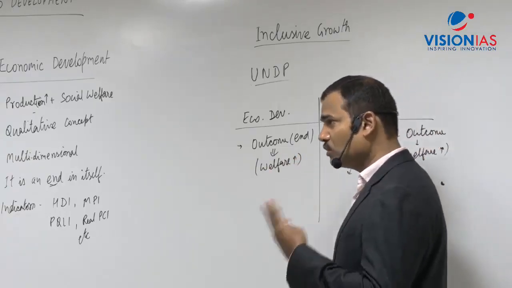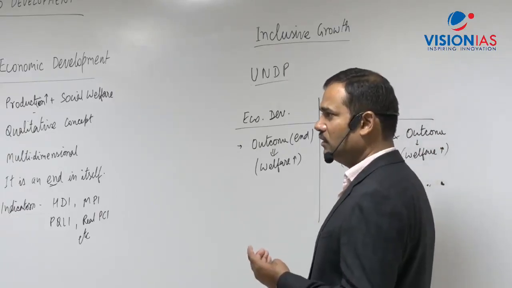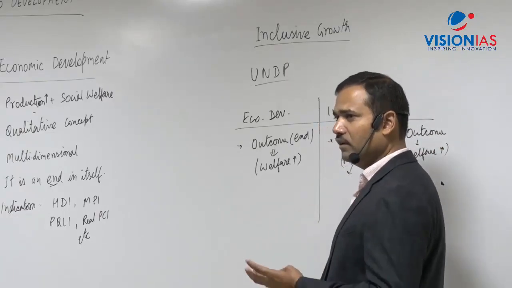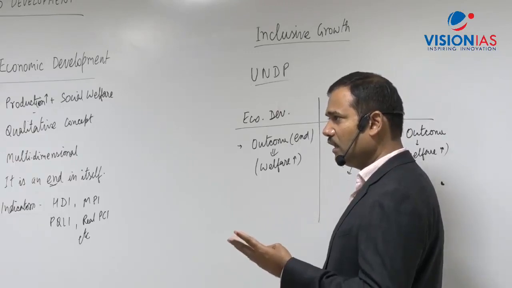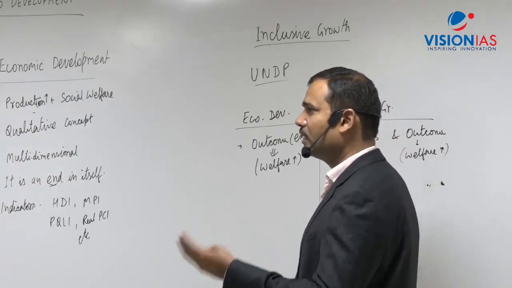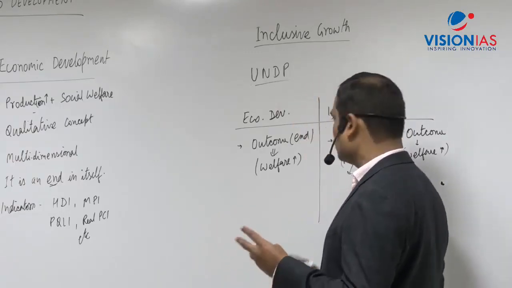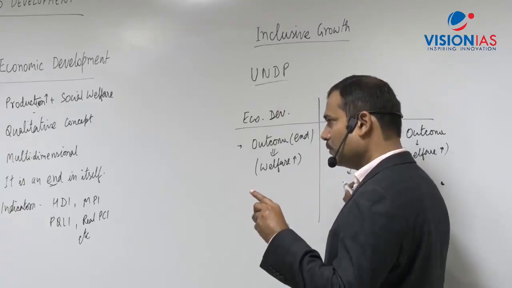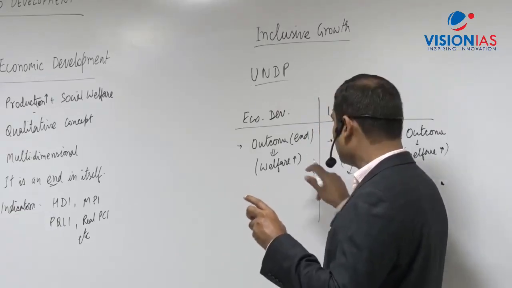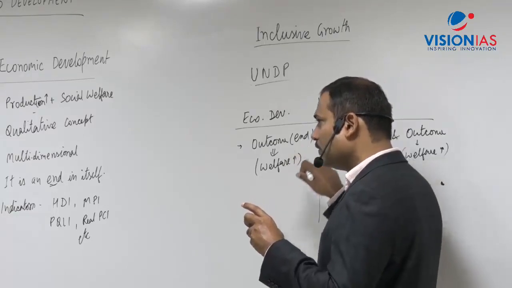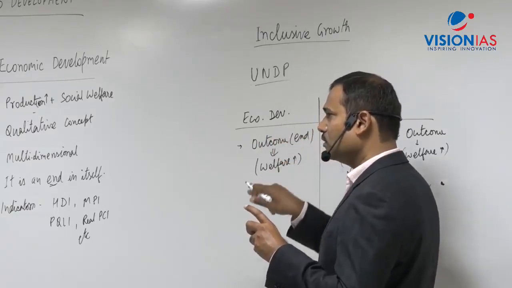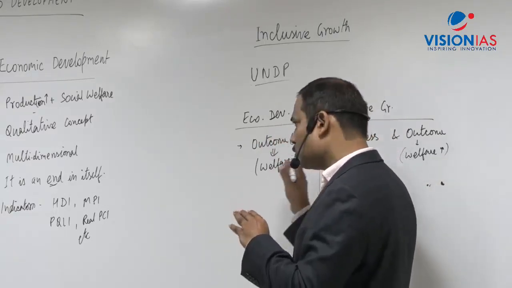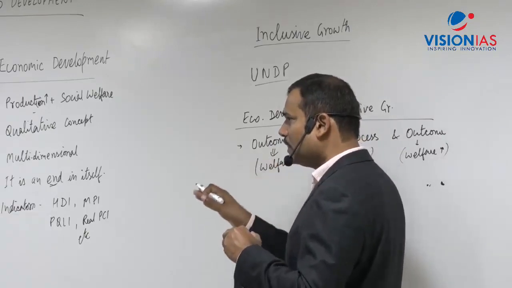Process should be inclusive. Inclusive means participative. Participative means enabling everybody to participate in economic activities. So what is the point here? Here we have to be concerned about not just welfare, but the way in which welfare is increasing. The process should be such that people contribute in production and they benefit from that.